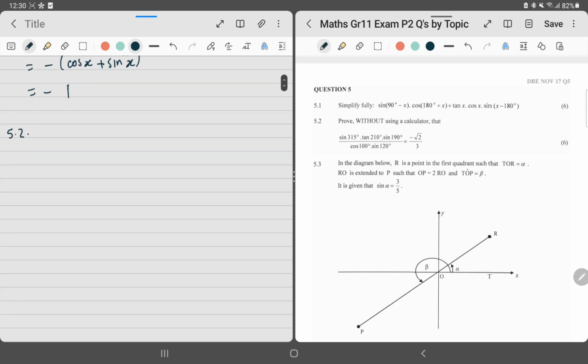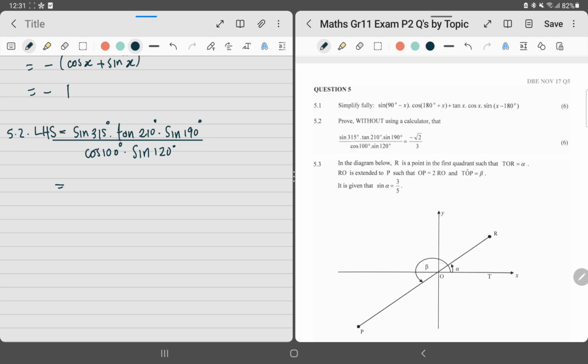5.2. Prove without the use of a calculator. The left hand side is given as sine 315 degrees multiplied by tan 210 multiplied by sine 190, and then cos 100 degrees multiplied by sine 120.